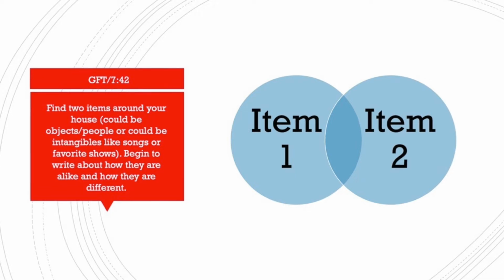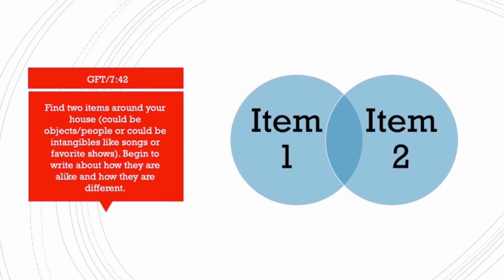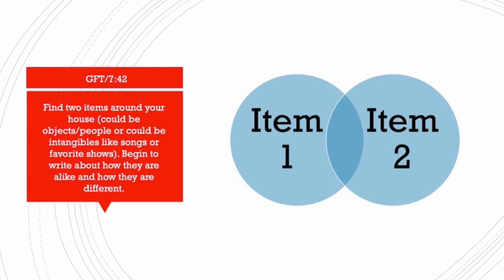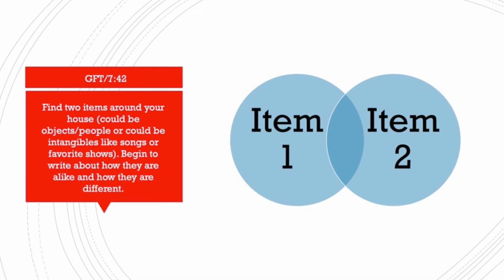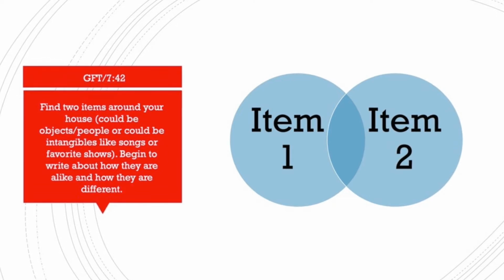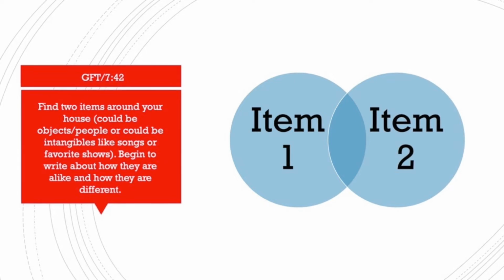You're going to set up a Venn diagram modeled over here on the right for you. And then I'm going to have you go on a bit of a scavenger hunt around your house and find two items. Could be two pieces of food, could be two different pens, could be two pillows. You get the idea. It could be really anything. Maybe two people you've been spending a little bit too much time with.